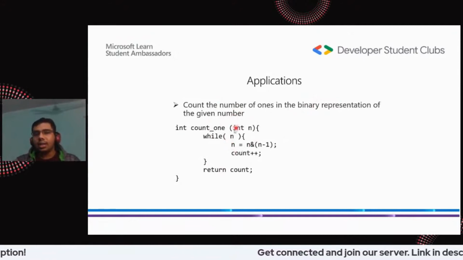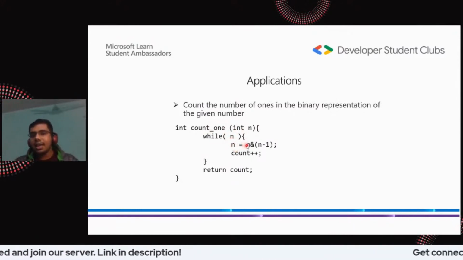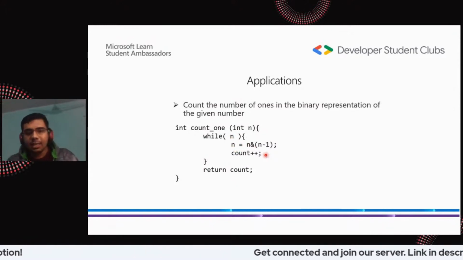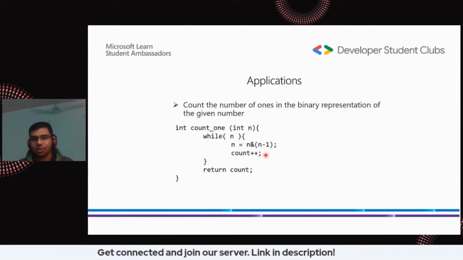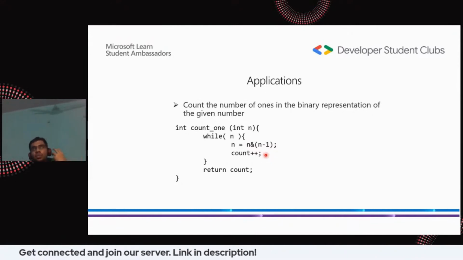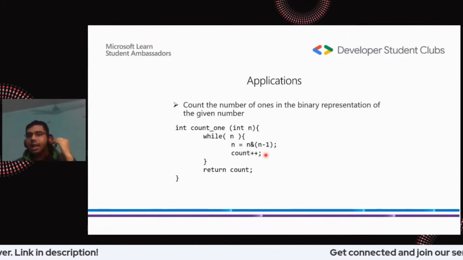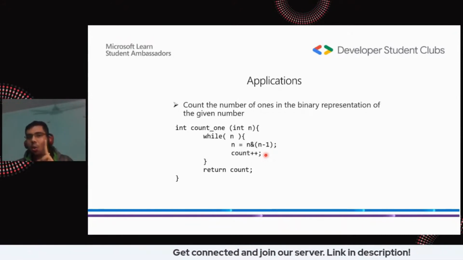We need to run, say we got a number n, and then we are trying to run a while loop on the number. So what we're doing is we're trying to say n and n minus 1. Again, same thing, we're just trying to do n and n minus 1. So we took a number 3. So 3 is 0 1 1, and n minus 1 is 2.